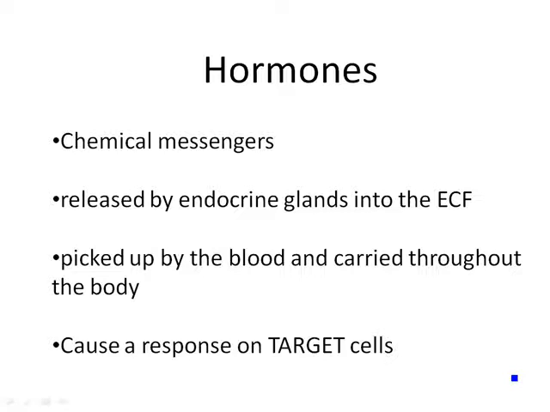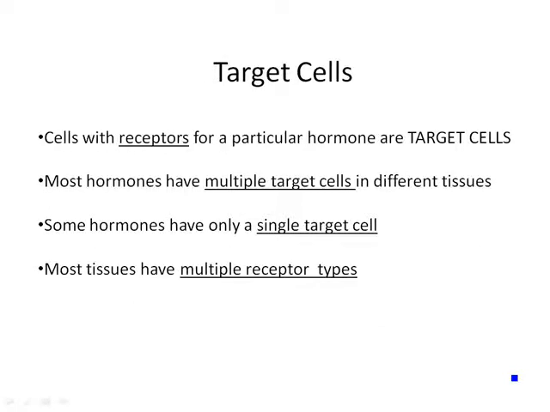As I said, they're released by endocrine glands, and they go into the extracellular fluid, and then the bloodstream picks them up and takes that hormone to all parts of the body. Well, the hormone doesn't act on every part of the body. It only causes a reaction on what we call target cells. And these target cells are cells that have a receptor for the particular hormone that's being secreted.